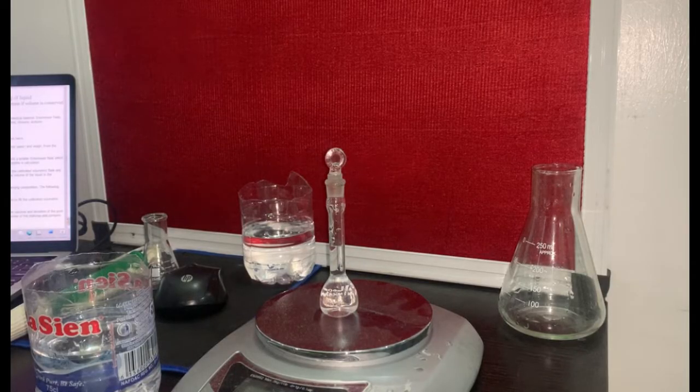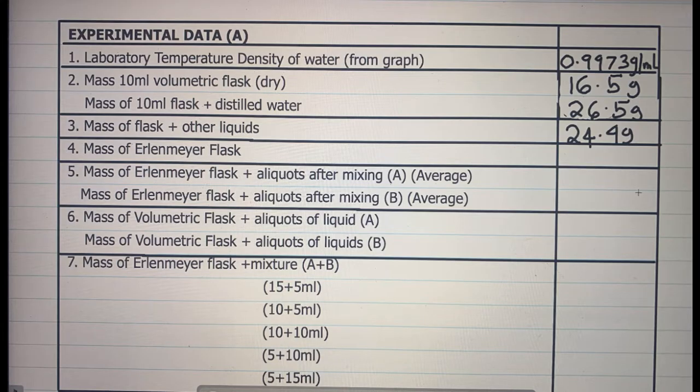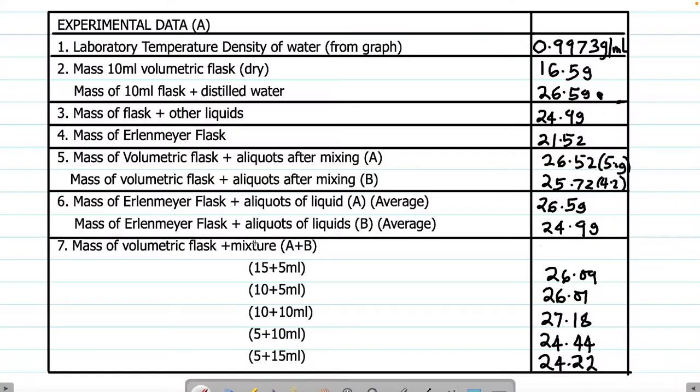Now, the mass of the volumetric flask with any other liquid, which in this case is ethanol, gave us 24.9 grams. All right? In this case now, the other liquid is ethanol. So 24.9. Now we proceed. Remember, I don't want to touch anything here until I'm done with the entire procedure before we start our calculation.